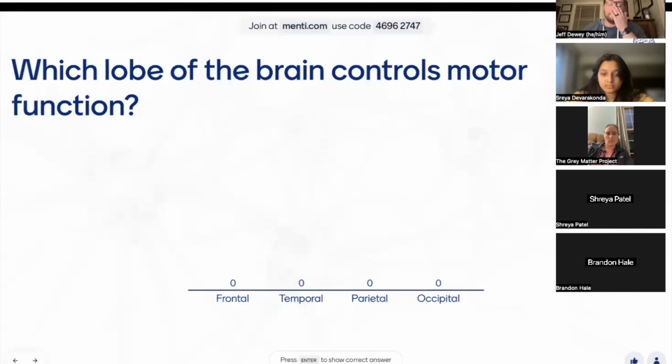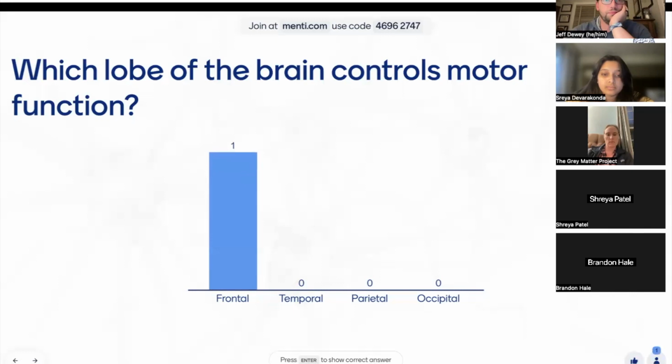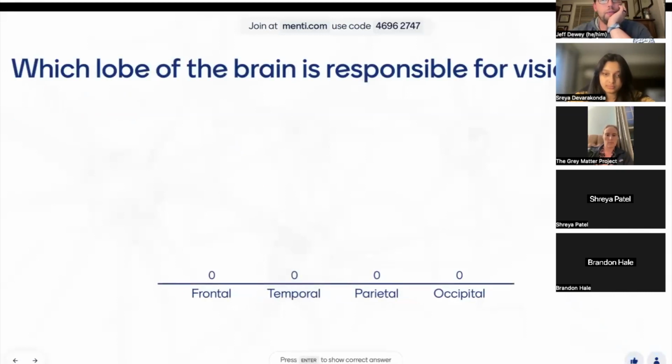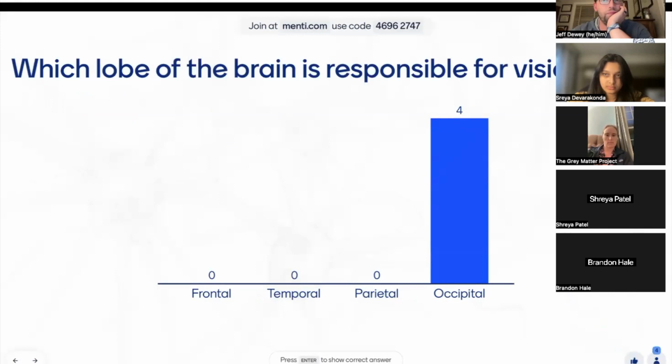So let's check in again on what we've learned. Which part of the brain controls motor function? Excellent. Which lobe of the brain is responsible for vision? Beautiful.